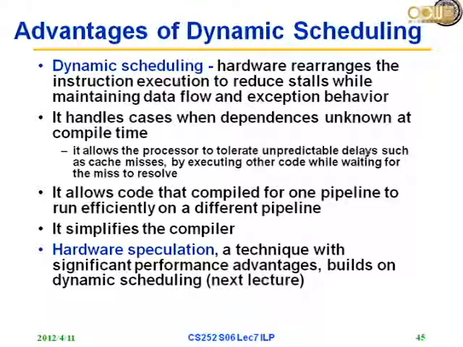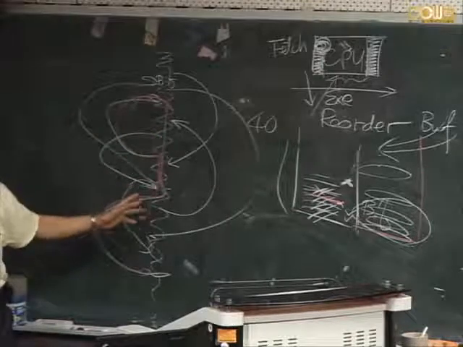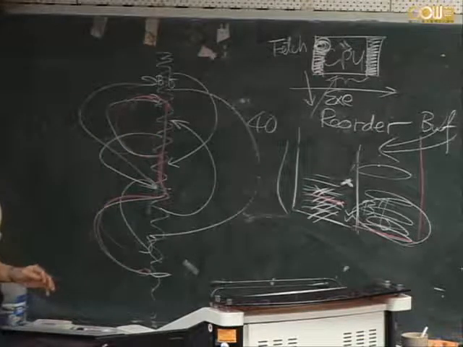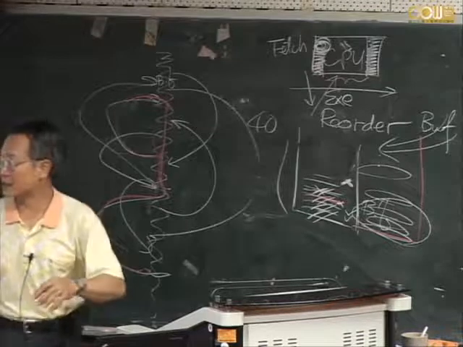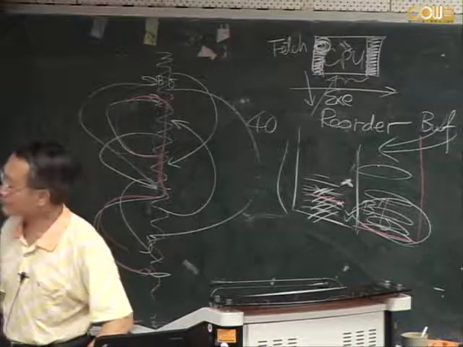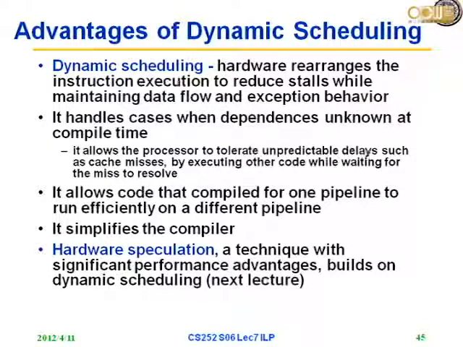Okay, it handles cases when dependencies are not known at compile time. At compile time, dependencies are sometimes very difficult to even remember. Things are too complicated, too many possibilities. And then it allows code that was compiled for one pipeline to run efficiently on a different pipeline. So pipeline depth has to do with the dependency relationships, how many stalls you need.